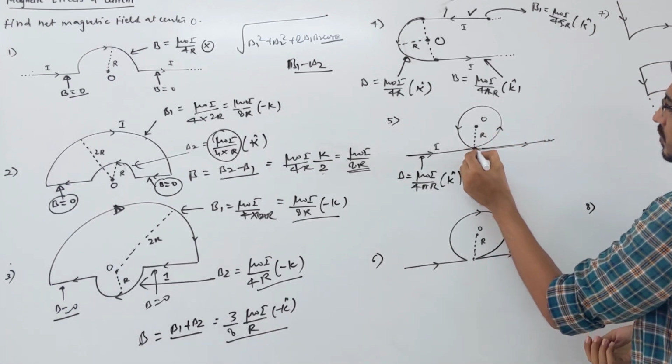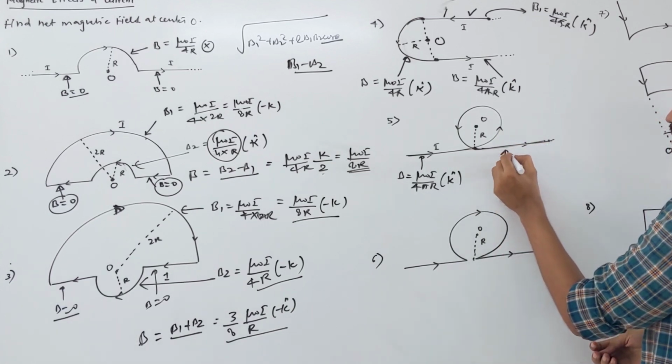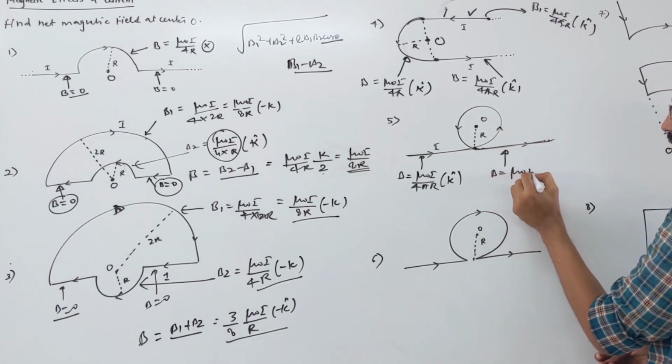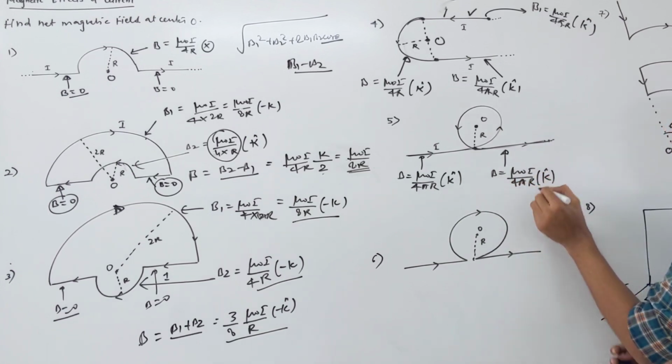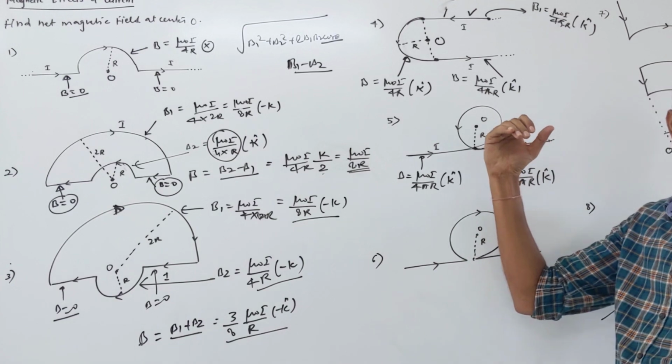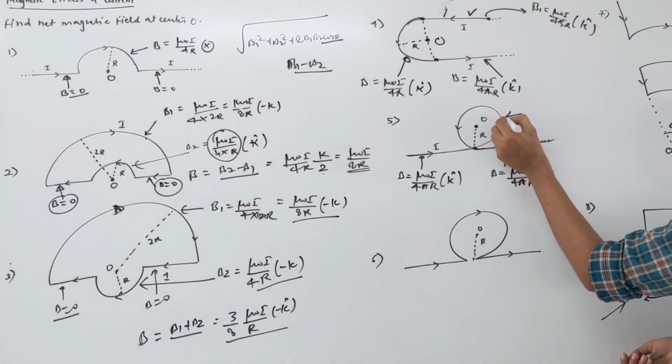This wire starting from this point and going here, right? For this wire also, end of the wire, so field is mu naught I upon 4 pi r, and direction will be K only. How? Grab in your hand, outward, right? Yes. Now this is the remaining ring.